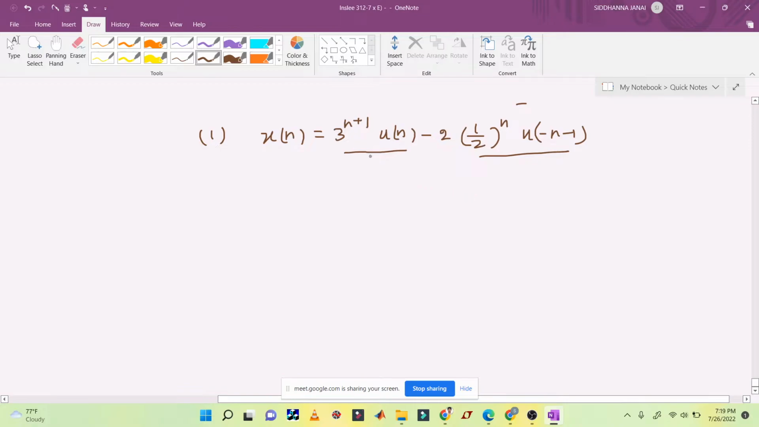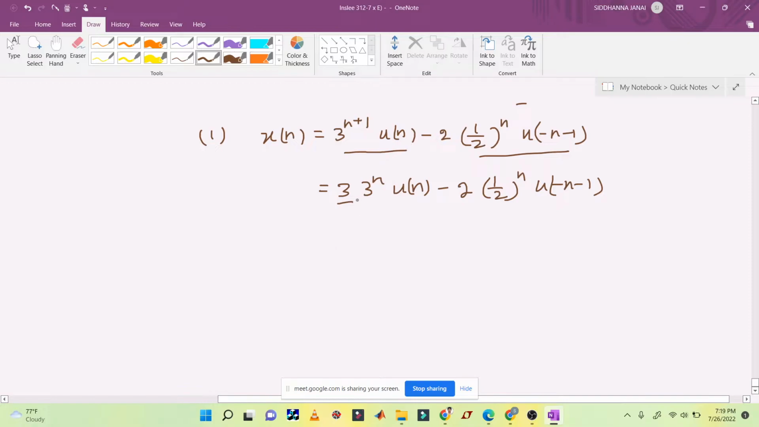Okay. So 3 to the power n would be easy for us. But it is 3 to the power n plus 1. So how can we solve it? We will take 3 as common. So we will get 3 to the power n u of n. This 3 is a constant, so we will keep it outside. Minus 2 into 1 by 2 to the power n u of minus n minus 1.